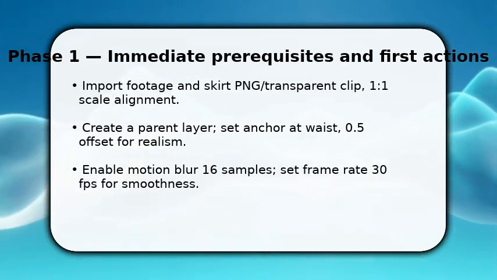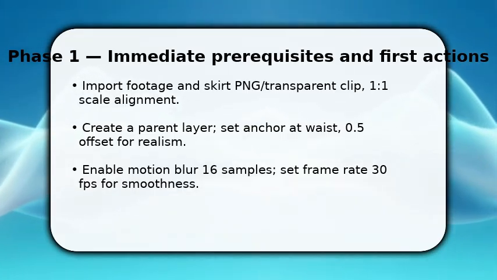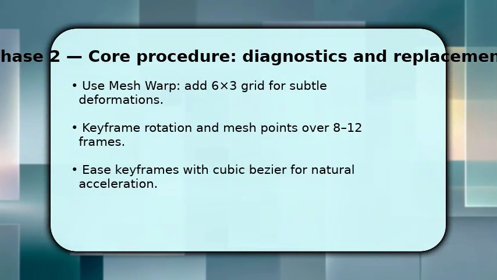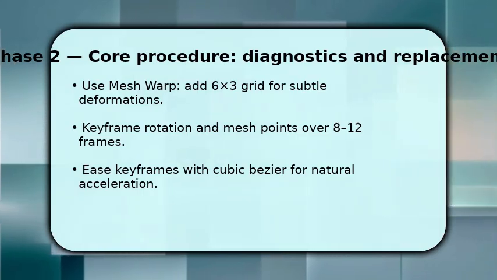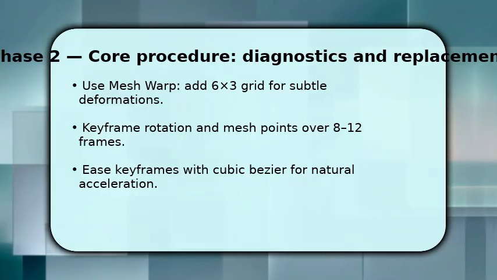These steps ensure the skirt reads as a single object. They lock the basic physical relationship before animation. Next, create the illusion of fabric responding to motion. Apply mesh warp with a 6x3 grid and keyframe the outer mesh points to flare on stride frames.